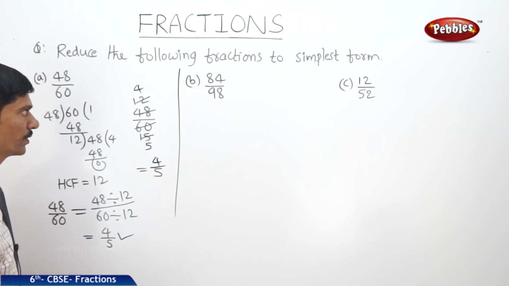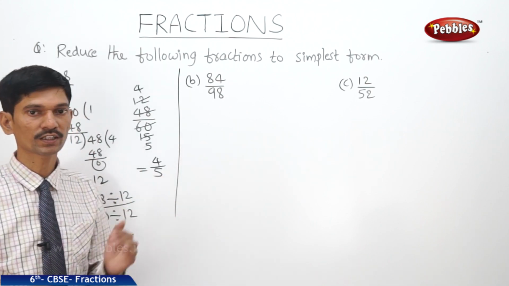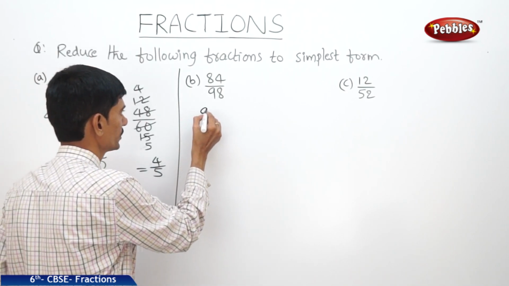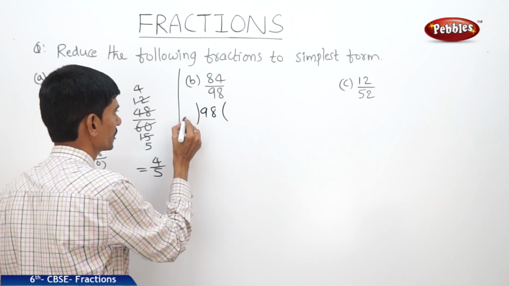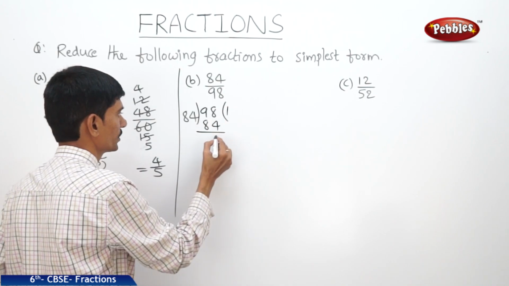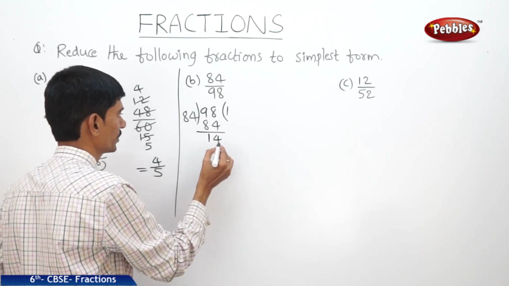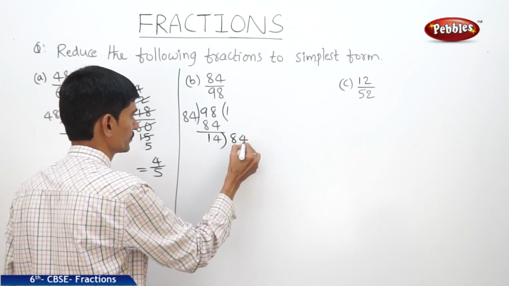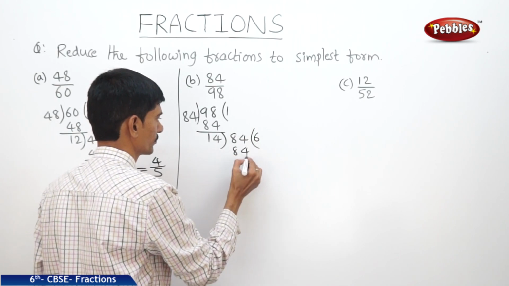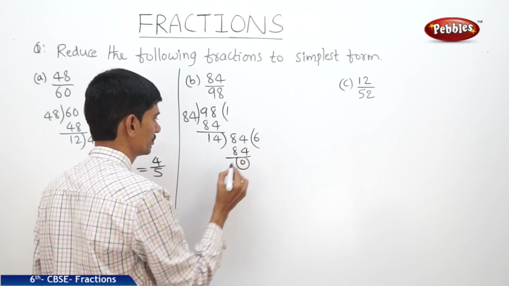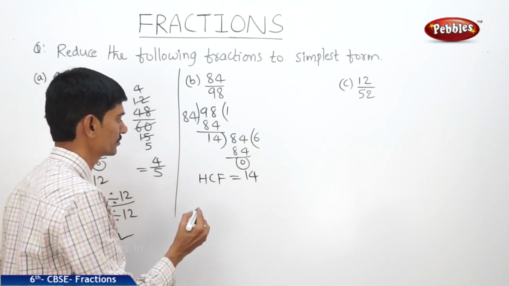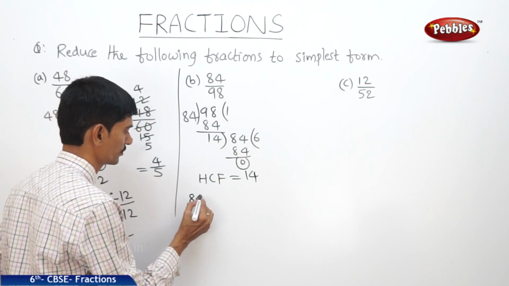Next, 84 by 98. So here also first we will find the HCF of both numerator and denominator. So here also the larger number 98 is divided by the smaller number 84. So 84 ones are 84. So 8 minus 4, 4, and 9 minus 8, 1. So then 84. Now 14 6s are 84. Remainder is 0. Then the HCF equals 14.